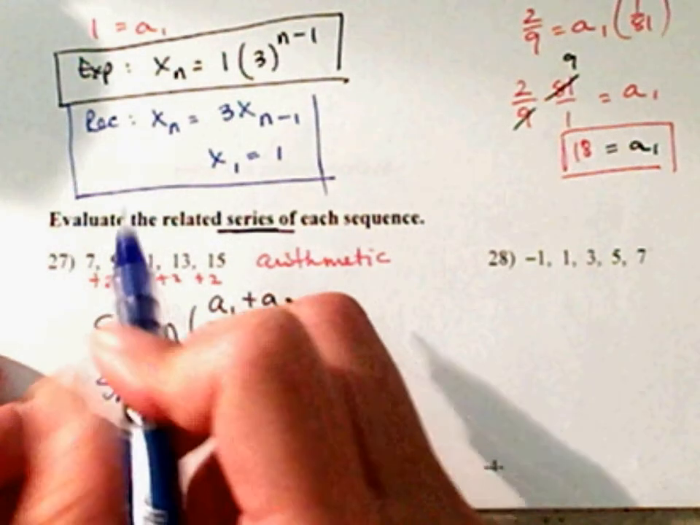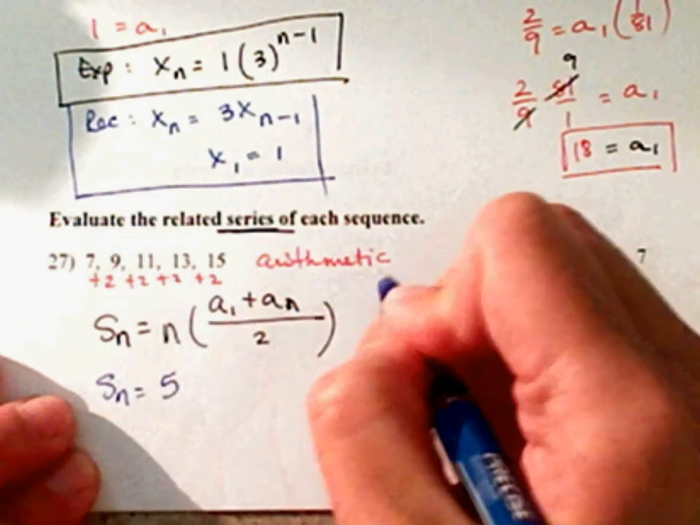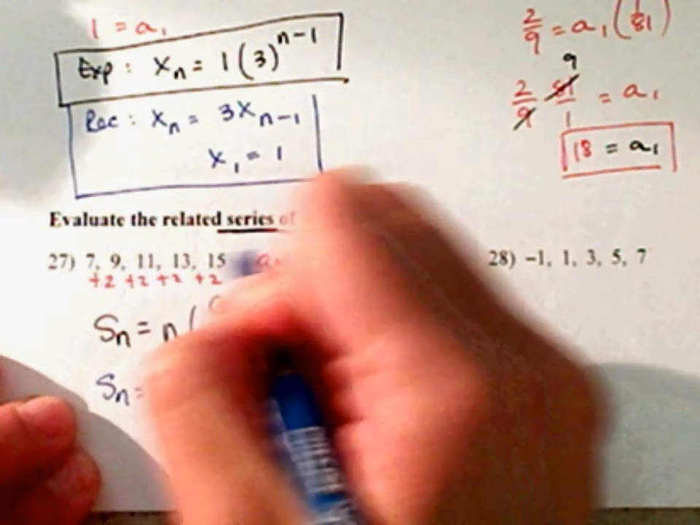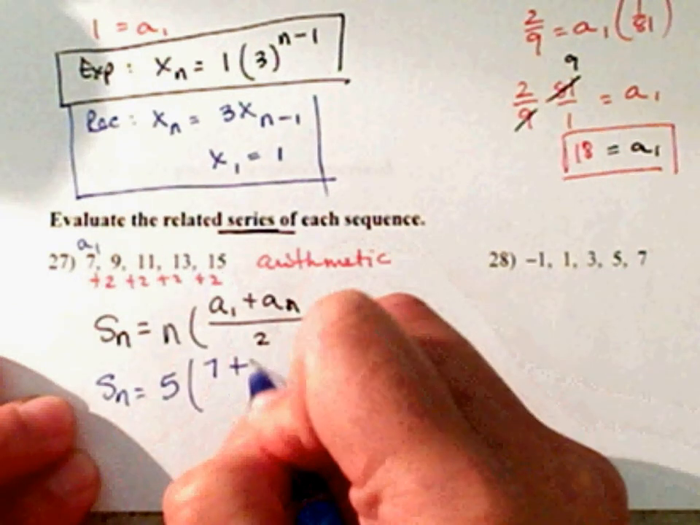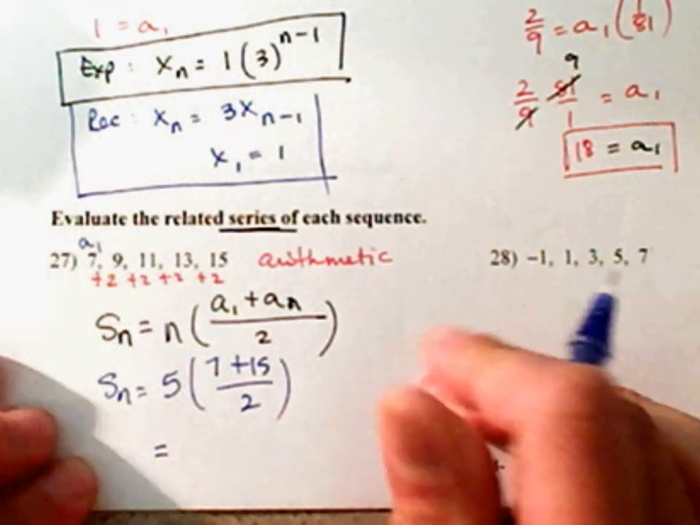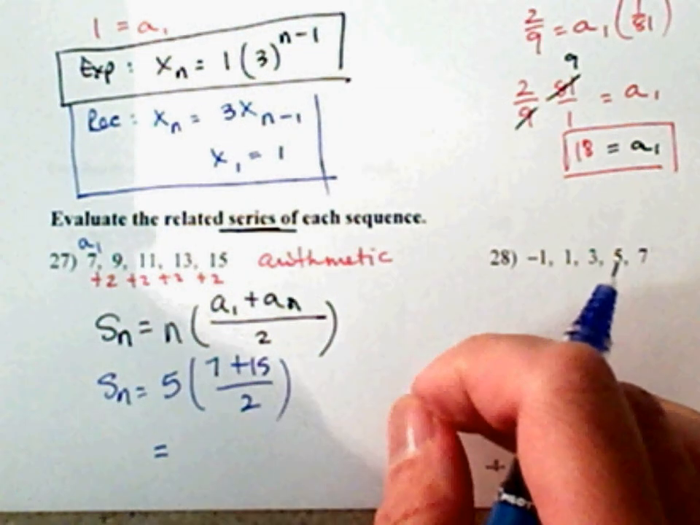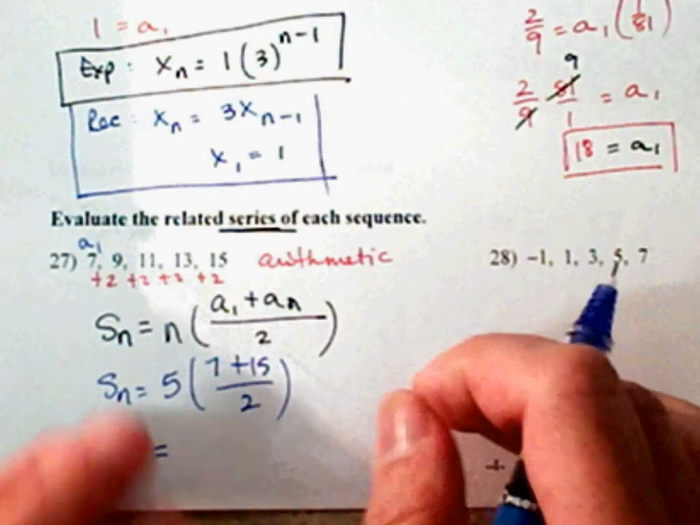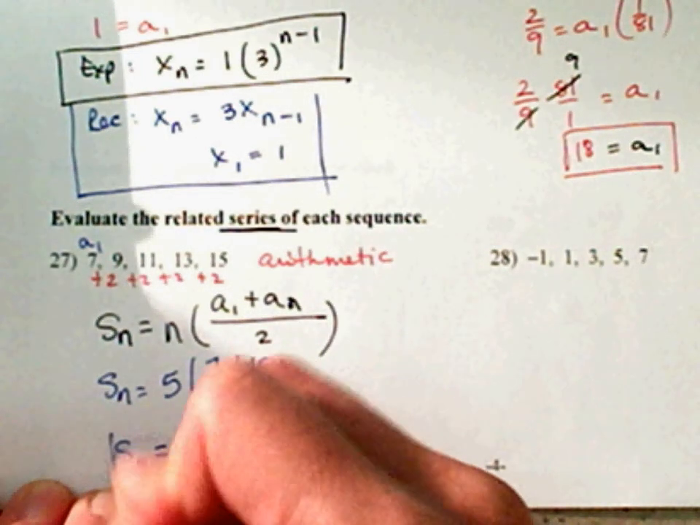Alright, so S of n is equal to n. 1, 2, 3, 4, 5. So n is 5. First term is 7. Last term, 15. Divide that by 2. From there, that's just calculator work. Okay? So 7 plus 15 divided by 2 times 5 comes out to be 55. When you add all 5 terms together, you get 55.